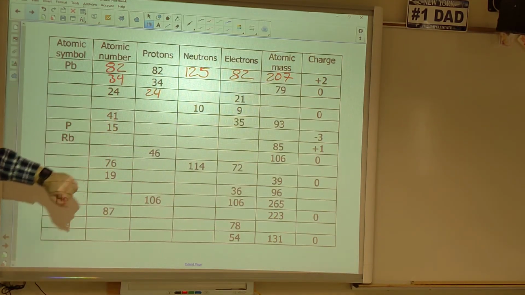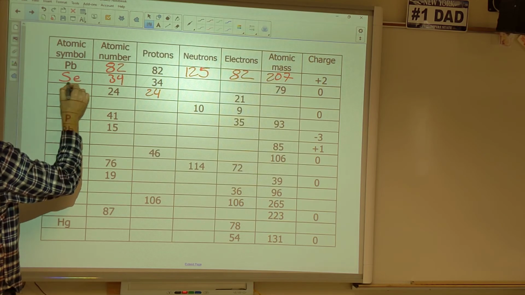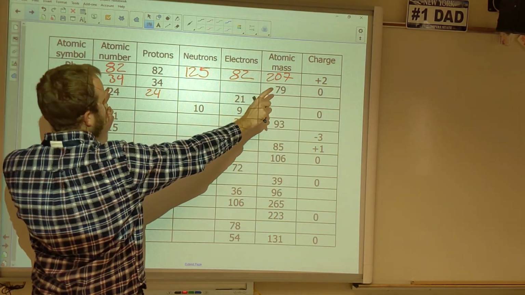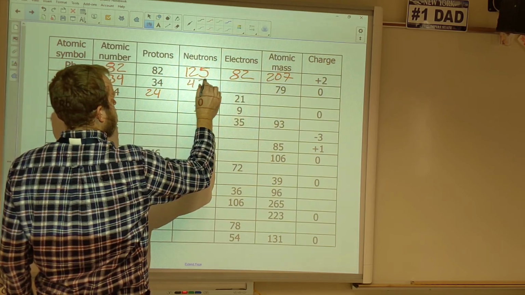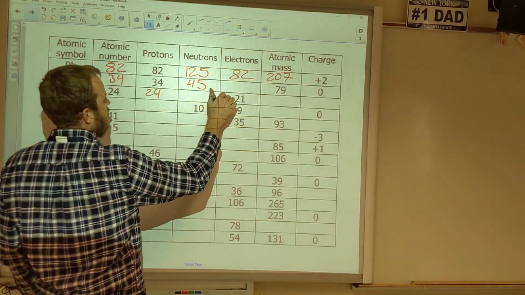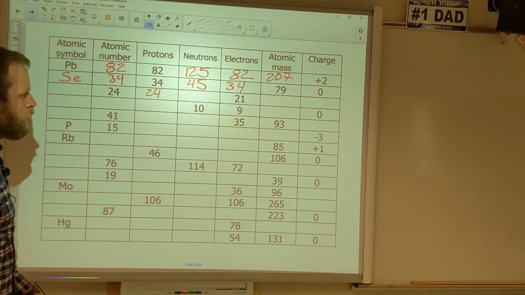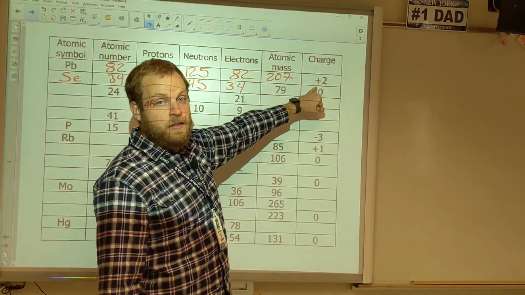Okay, this next one has an atomic number of 34. So I find 34 on the periodic table, and that is selenium, Se. It has a mass of 79. 79 minus 34, I think I can do that one in my head, is 45. That's how many neutrons it has. And then again, the electrons are going to be the same as the atomic number or the protons, because there's no charge.